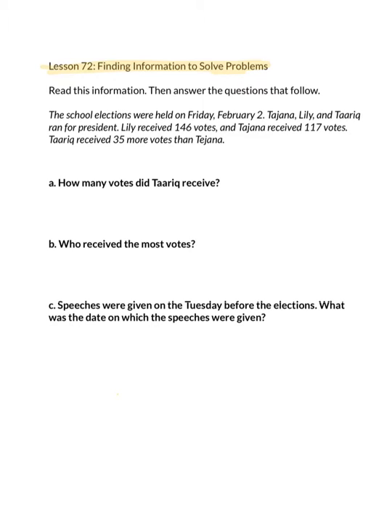Now, we don't have a number for Tyreek's amount of votes, so we need to look at how to find it. Tyreek received 35 more votes than Tahana. So we're going to take Tahana's votes, which is 117, and we're going to add 35 to it. 5 plus 7 is 12. Carry my 1. 3 plus 1 is 4, plus 1 is 5. And I'm bringing down my 1. So Tyreek received 152 votes. Oh boy.